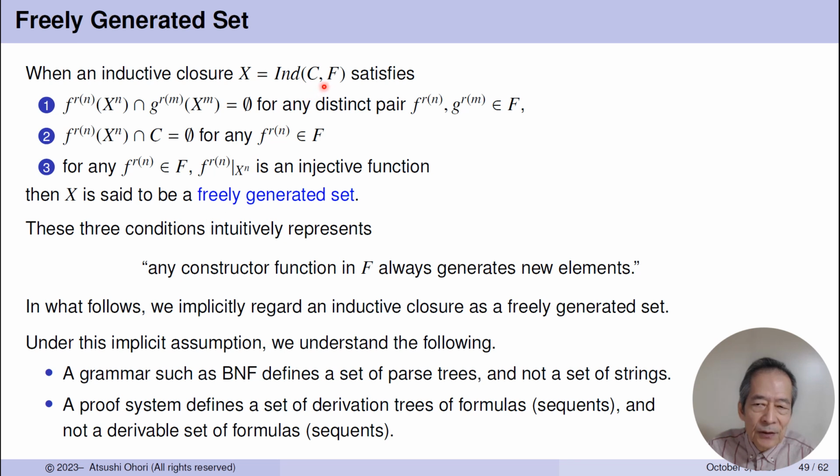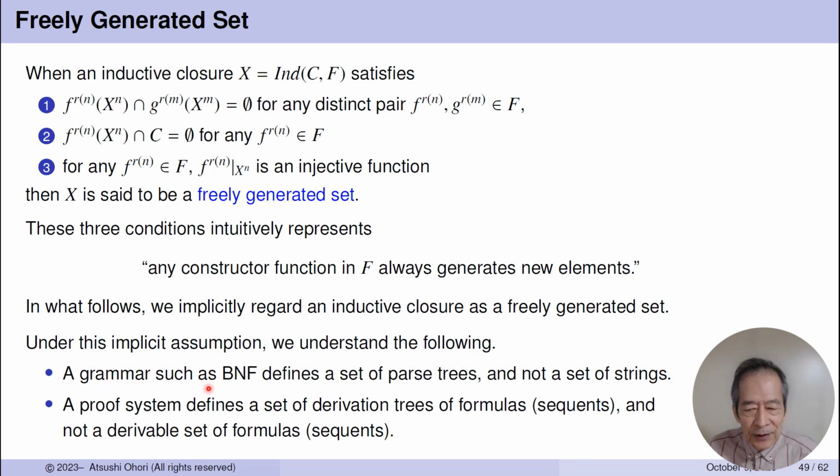Intuitively, these conditions represent that any constructor function f always generates new elements. You should think that this is an ordinary, natural property of any language definition or any definition consisting of syntactic objects. So in what follows, we implicitly regard an inductive closure as a freely generated set. Under this implicit assumption, we understand the following.